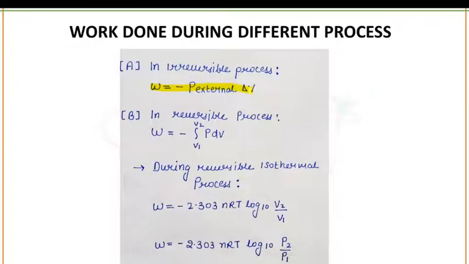While in case of a reversible process, work done is equal to minus the integral of P dV, where the limits of V will be from V1 to V2. If we talk about the reversible isothermal process, work done will be equal to minus 2.303 nRT log V2 upon V1, while in terms of pressure, W is equal to minus 2.303 nRT log10 P2 upon P1. What are V2 and V1? V2 is your final volume while V1 is your initial volume. In case of P2 and P1, P2 is your final pressure and P1 is your initial pressure.